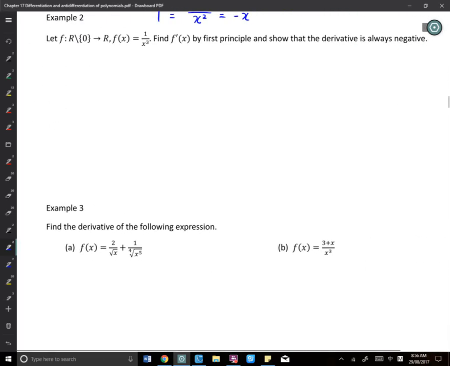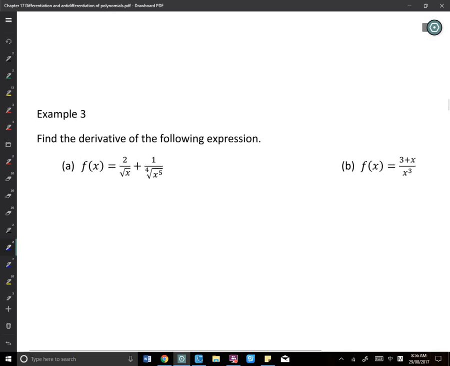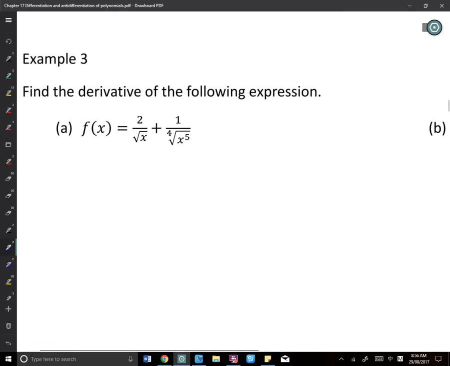Let's have a look at example 3 first, and I'll give you some time to do example 2 by yourself, because it's pretty much the same as the first one. Let's do example 3 first.